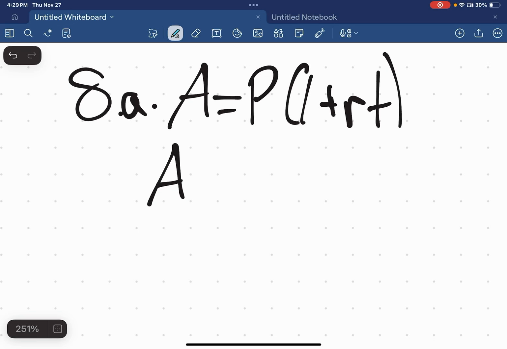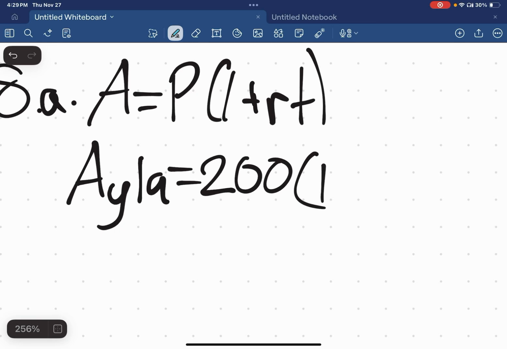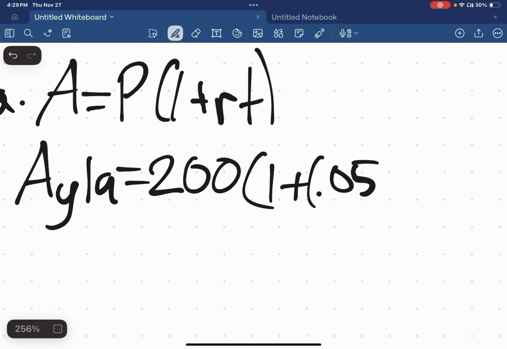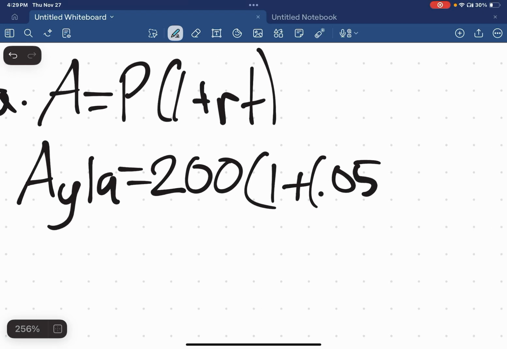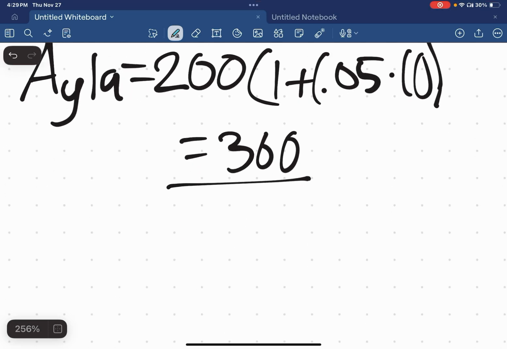So we'll do Aya's amount first. Aya's money is going to be equal to 200, her starting amount, times 1 plus 0.05, and that is equal to 5%, by the way, times 10, which is the 10 years that we have. Doing the math, you get that this is equal to 300 euros. So that's how much she has.